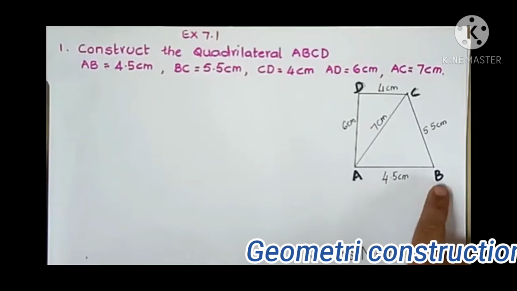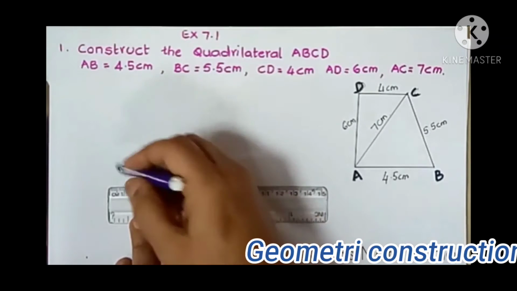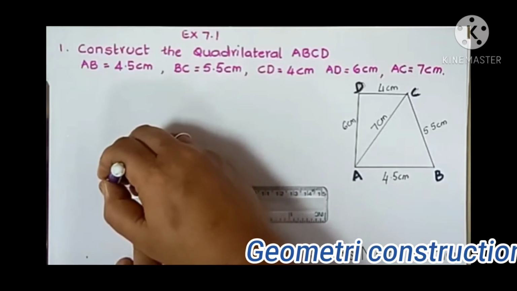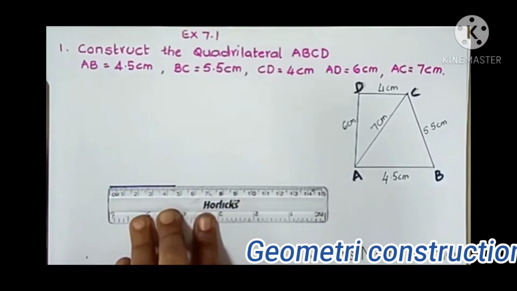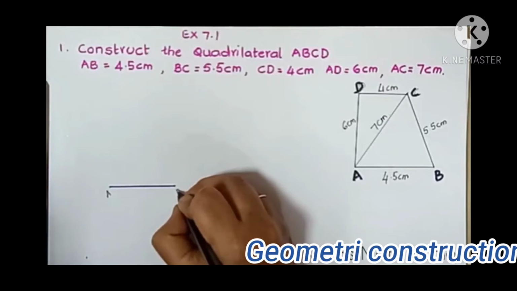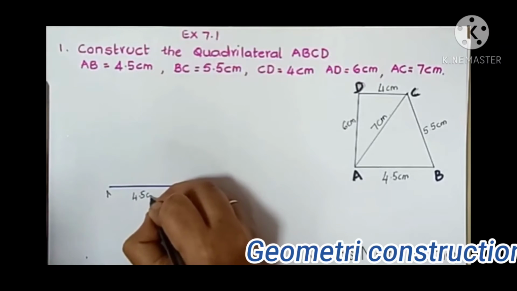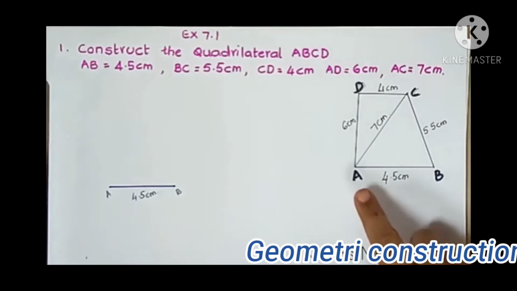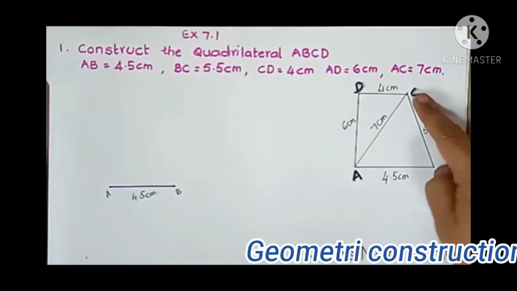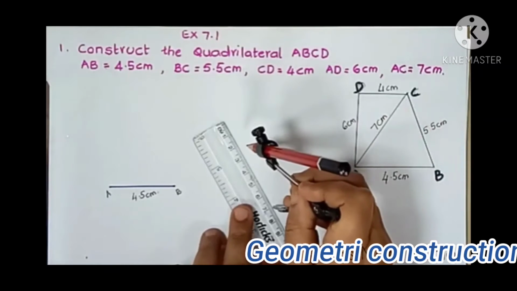Now start the construction by using your instruments. Scale. By using the scale we have to construct the base first. Measurement of 4.5 centimeter, that is A and B. AB is equal to 4.5 centimeter. Now see the rough sketch. We know AC is equal to 7 centimeter and BC is equal to 5.5 centimeter.